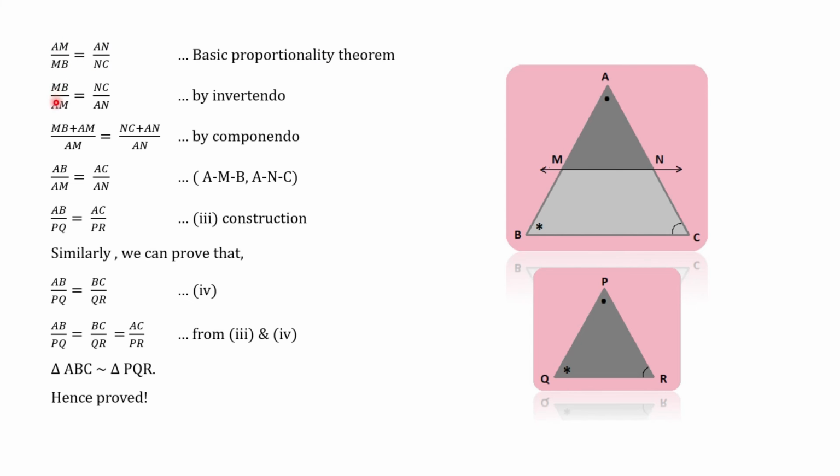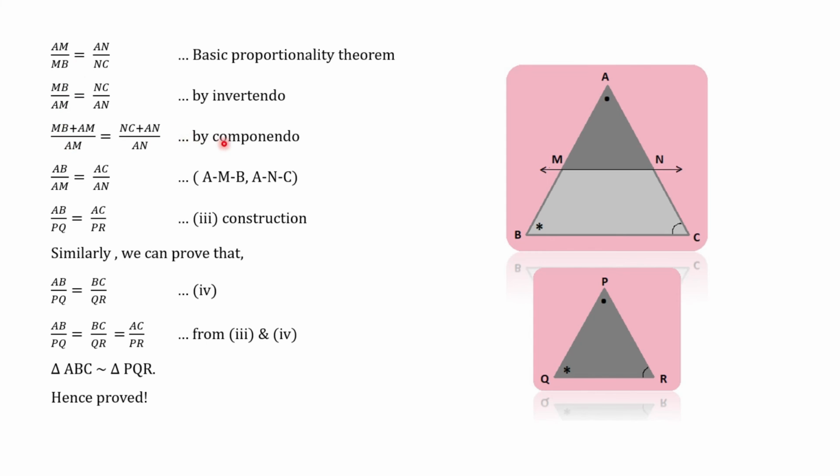So next is MB upon AM is equal to NC upon AN. This is just the inverse, so we are taking the inverse of this ratio. Hence we call it invertendo. Again from 9th standard, ratio and proportion chapter, maths 1, invertendo, componendo, such things we already learned in earlier standards. So I am taking here the inverse of this step.